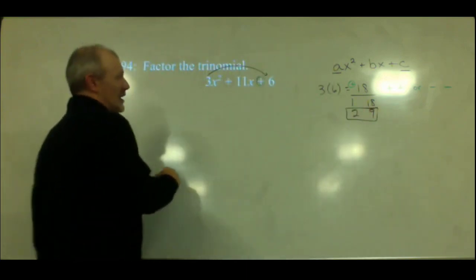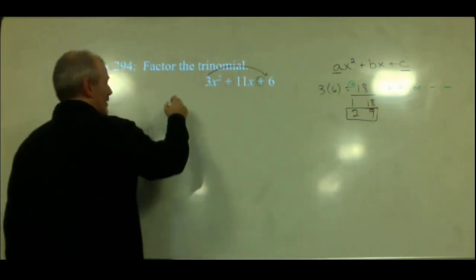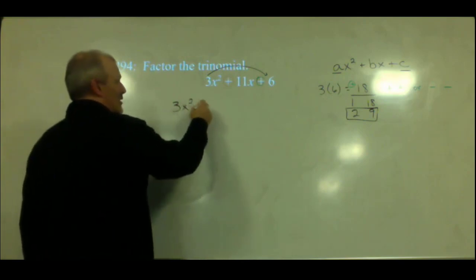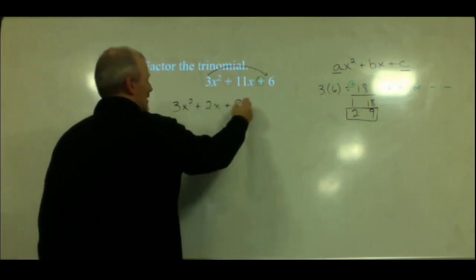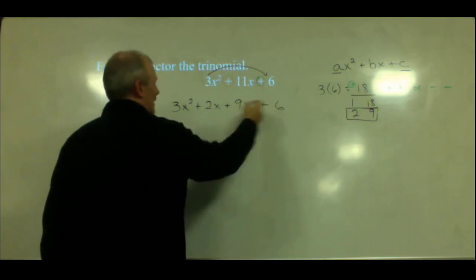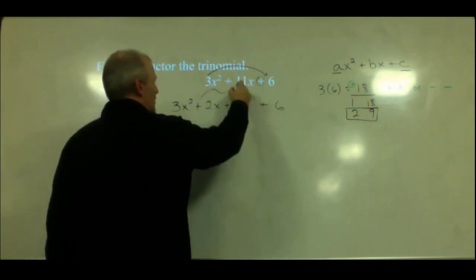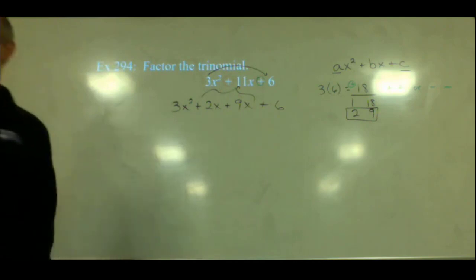Okay, so then, remember, we rewrite this as 3x squared plus 2x plus 9x plus 6. And again, we're not changing the equation, we're just changing what it looks like. That's still 11x in the middle.